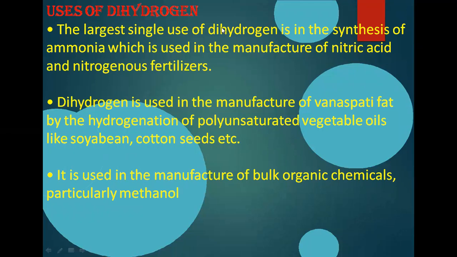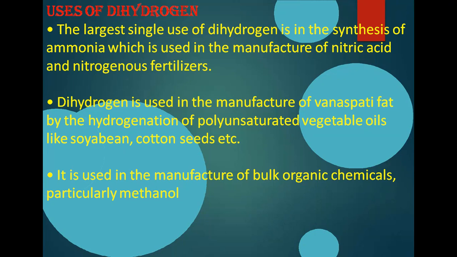Uses of dihydrogen. How is dihydrogen used? First, the largest single use of dihydrogen is in the synthesis of ammonia, which is used in the manufacture of nitric acid and nitrogenous fertilizers. In 8th class, we have studied that nitrogenous fertilizers are used to enrich the soil with minerals. Dihydrogen is used in the manufacture of vanaspati fat by the hydrogenation of polyunsaturated vegetable oils like soya bean and coconut seeds, the vanaspati ghee which we eat like edible oil.